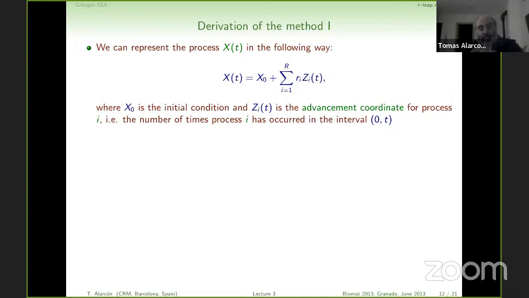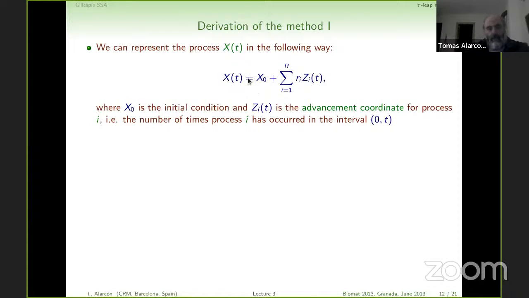So yeah, the first step in the derivation of the tau-leap method is basically to rewrite, or represent, the stochastic process in this way. Okay, so now this is actually equivalent to the master equation in the following sense.